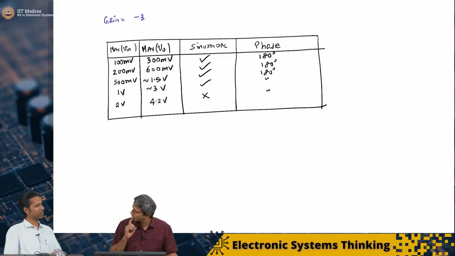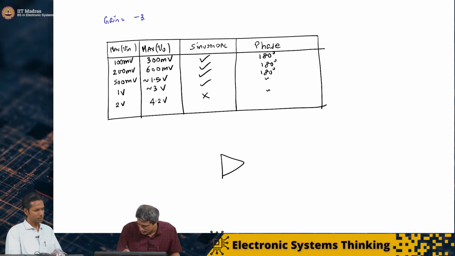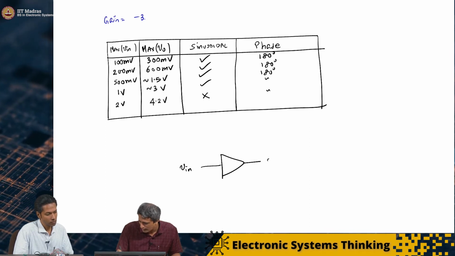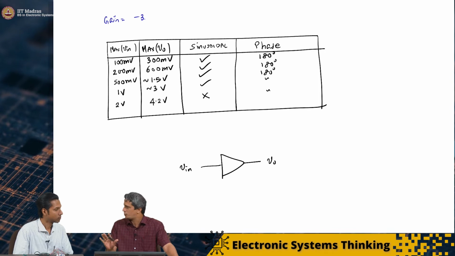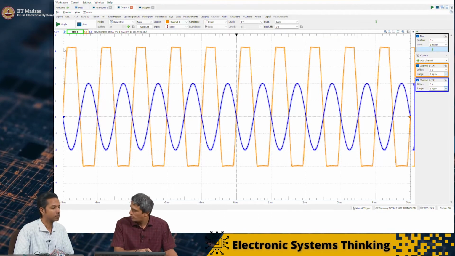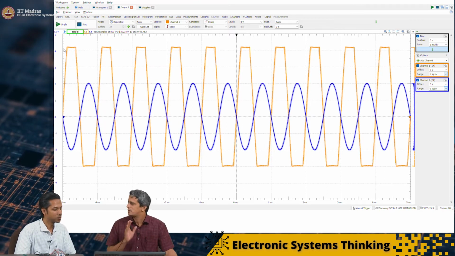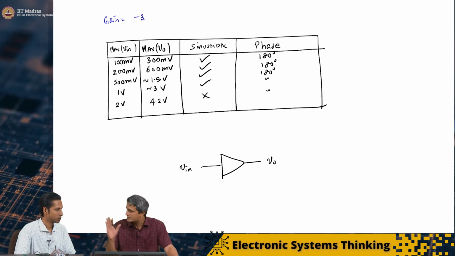But what happened? So far, it was good. So let's look at the picture that we drew. V in, and we said V out. The frequency of the wave is not changing. Even when it is distorted, the zero crossings are at the same point. The periodicity still remains as it is. So there's nothing to worry about in terms of the frequency as yet.